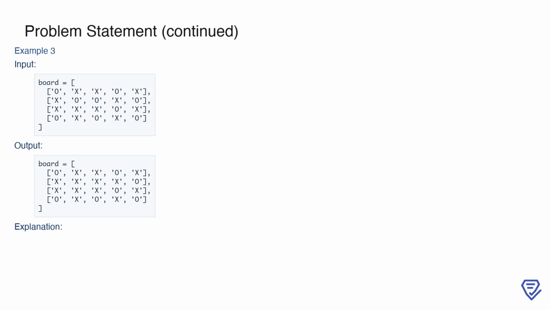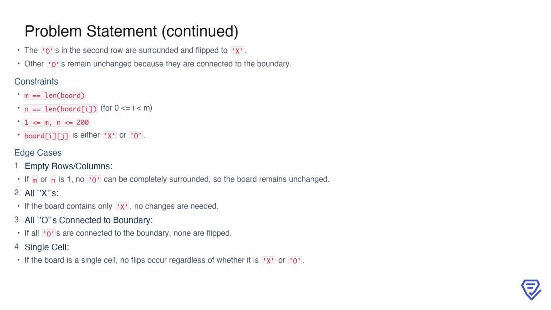Here's another example with a slightly larger 5x4 board that contains a mix of X and O. In the output, we see that the O's in the second row are flipped to X because they are surrounded by X's on all sides. On the other hand, the O's in the first and last rows, as well as those in the fourth column, remain unchanged. This is because they are either touching the boundary directly or are connected to an O that touches the boundary. This example highlights the importance of checking connectivity to the boundary when determining whether an O is part of a surrounded region. To summarize, the O's in the second row are flipped because they are surrounded, while the others remain unchanged due to their connection to the boundary.